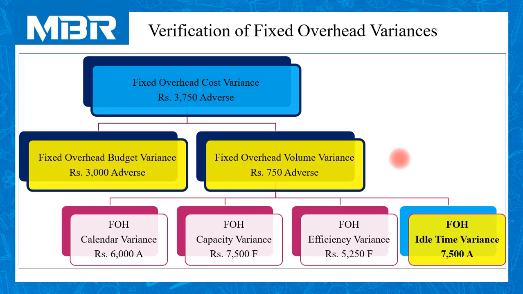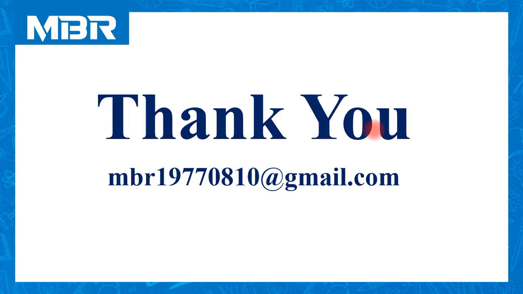Overhead cost variance 3,750 adverse, budget variance 3,000 adverse, volume 750, and volume is further classified into four parts: calendar, capacity, efficiency, and IT. I hope everyone is clear with the calculation mentioned over here.